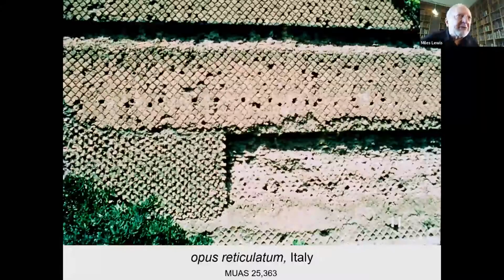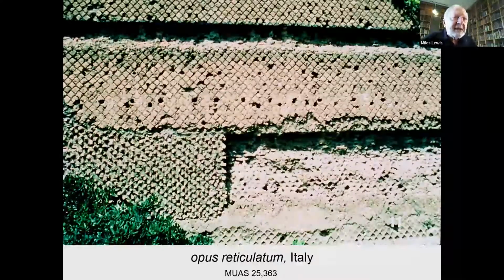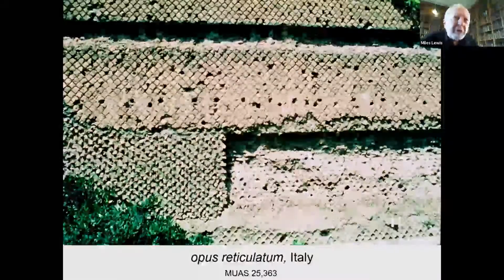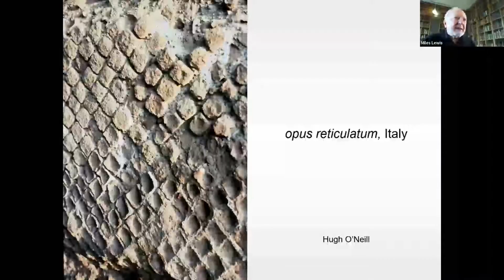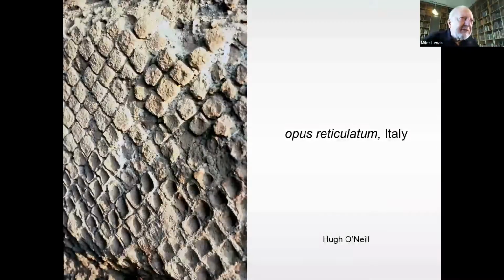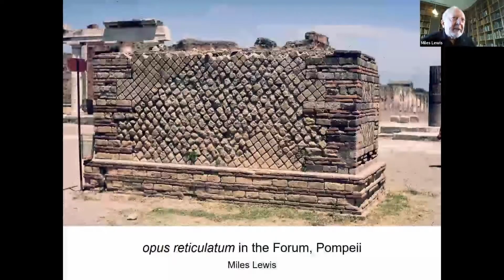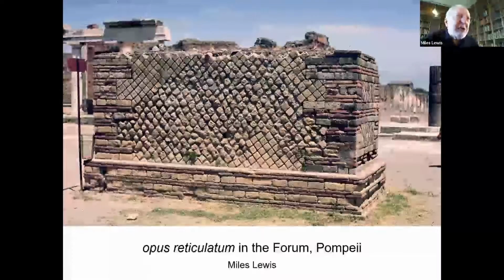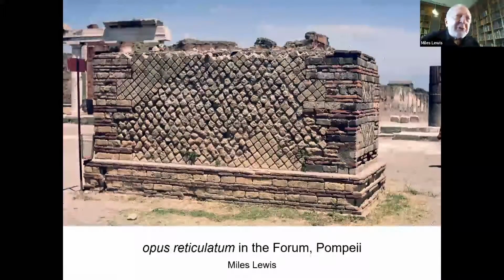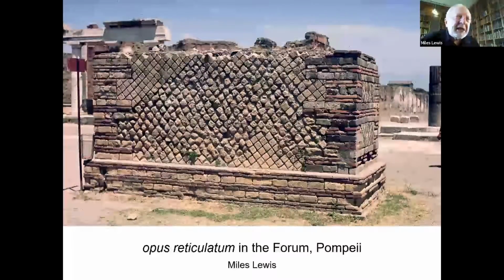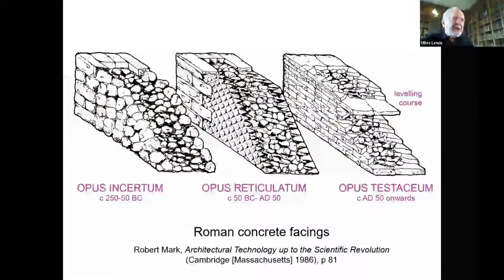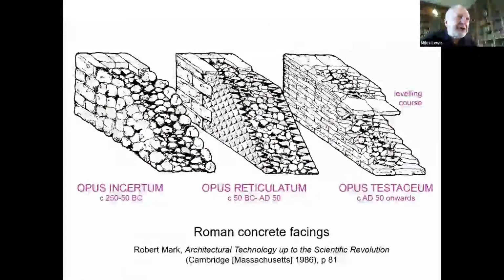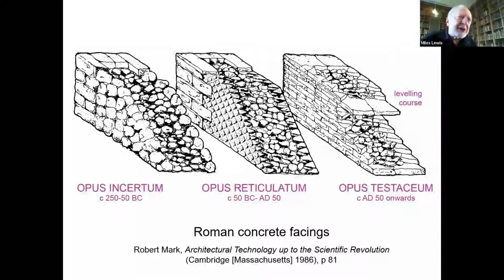Another example of opus reticulatum. You can see at the bottom where it's been taken out, the indentations where the points of the blocks ran into the rubble concrete inside. Here's just a close version of it. And here you see the same issue. When you get to the coins, the corners, you've got to build up in squared material because you can't take that to the outer edge. So there's the comparison of the first two, opus incertum and opus reticulatum.